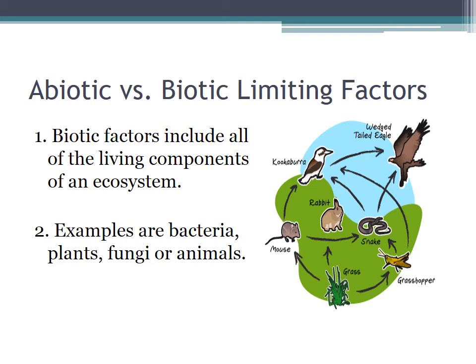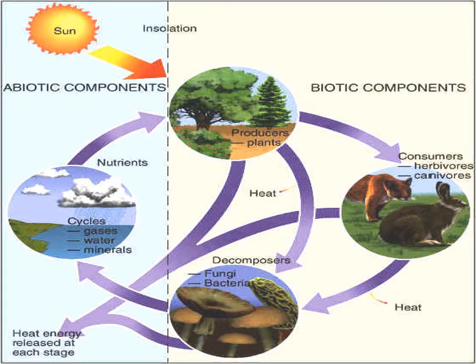Biotic factors are things that are living, and they include all of the living components of an ecosystem. Examples are bacteria, plants, fungi, animals, anything living. So here's a diagram showing you abiotic components on the left and biotic components on the right.